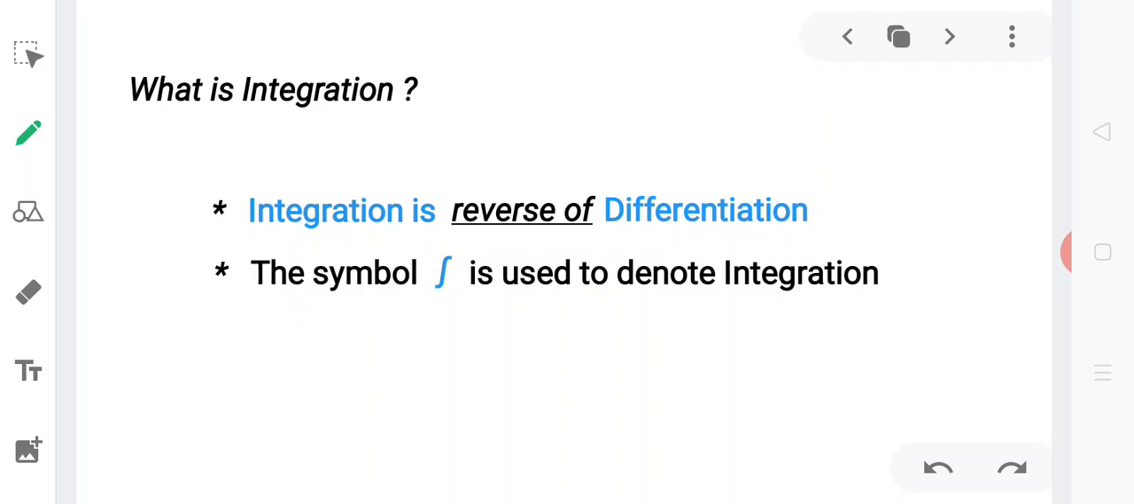This will become a bit more clear when we discuss a few examples that will prove that whenever a function is differentiated, we obtain the differential coefficient, and once we integrate that differential coefficient, we can get back the original function. Now the symbolical representation of the integral sign is shown. This symbol is used to denote integration.